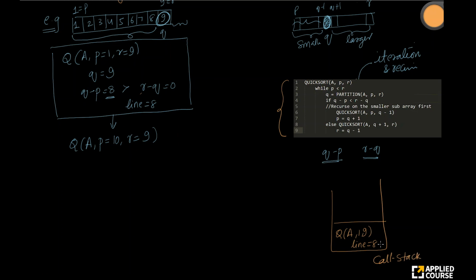Okay, remember that this is my call stack. So it calls this function now. Now let's see what happens with this function. As soon as this function goes in, I'll check if P is less than R. That is not true, because P is greater than R, which means this while loop will never be entered into.